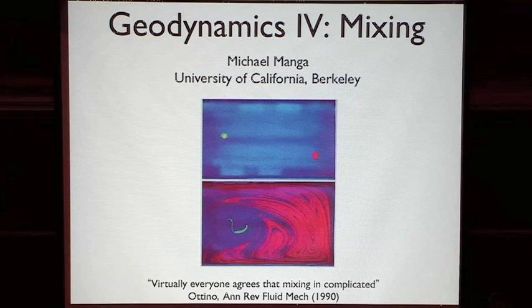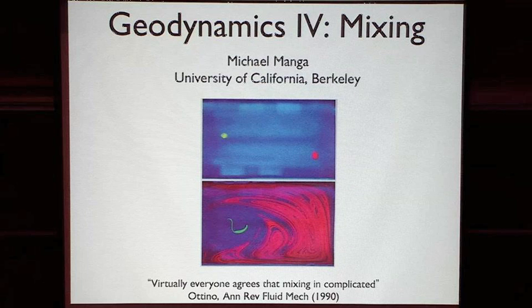This is Geodynamics 4 on the topic of mixing in Earth's mantle. Mixing refers to the processes that affect the spatial distribution of composition and structure and its evolution in time. One example is illustrated here.